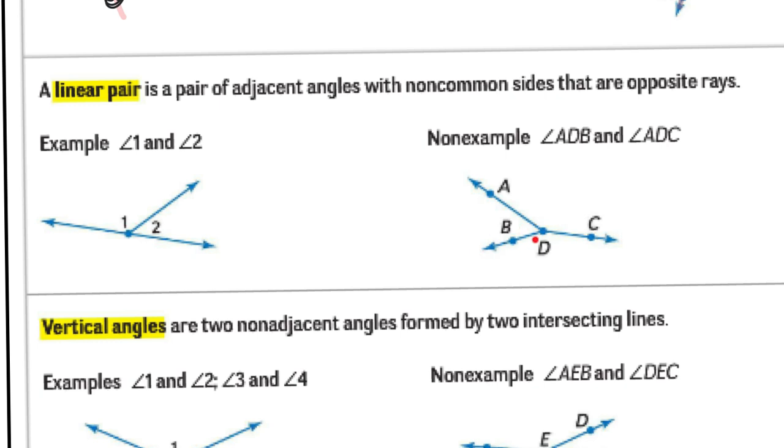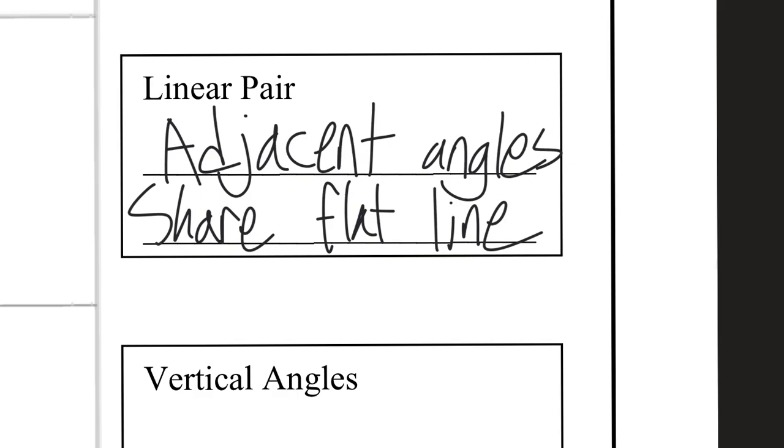So if it makes up 180 degrees, you have opposite rays. You can see in this non-example, yeah, the rays are going in different directions, but they're not making a straight line. So they're not opposite rays. I guess you could say they're just intersecting rays. They have to be perfectly straight, okay? So for a linear pair, the 2 key pieces of information are that they are formed by adjacent angles and that they share a flat line.